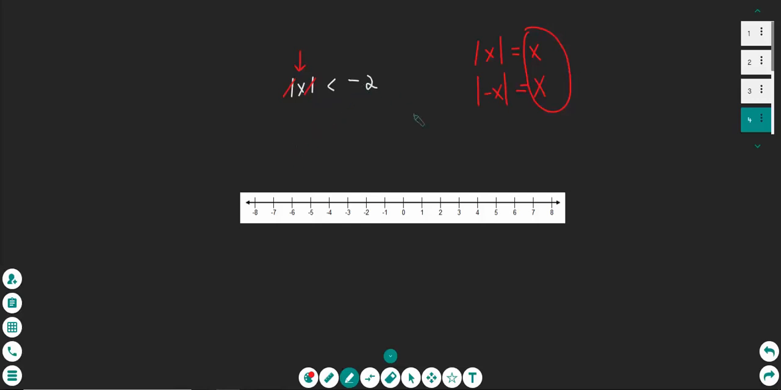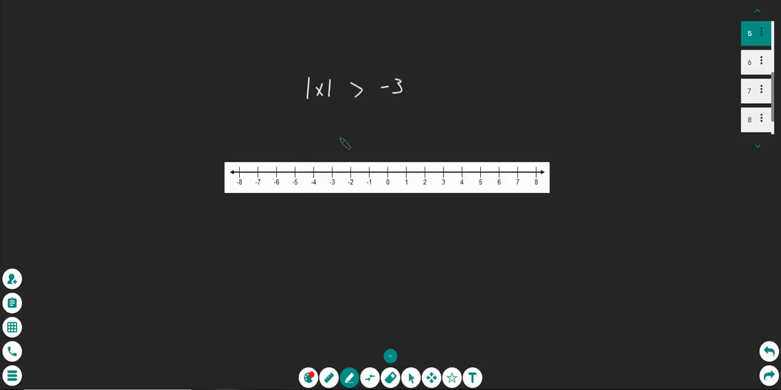So hopefully that makes sense. Therefore, this inequality, the solution is no solution, the null set. And that's what we could write for our solution. There is no solution to this. Anytime you have an absolute value of something and you set that less than a negative number, there's no solution. It can't happen. Okay? All right, let's try another one.